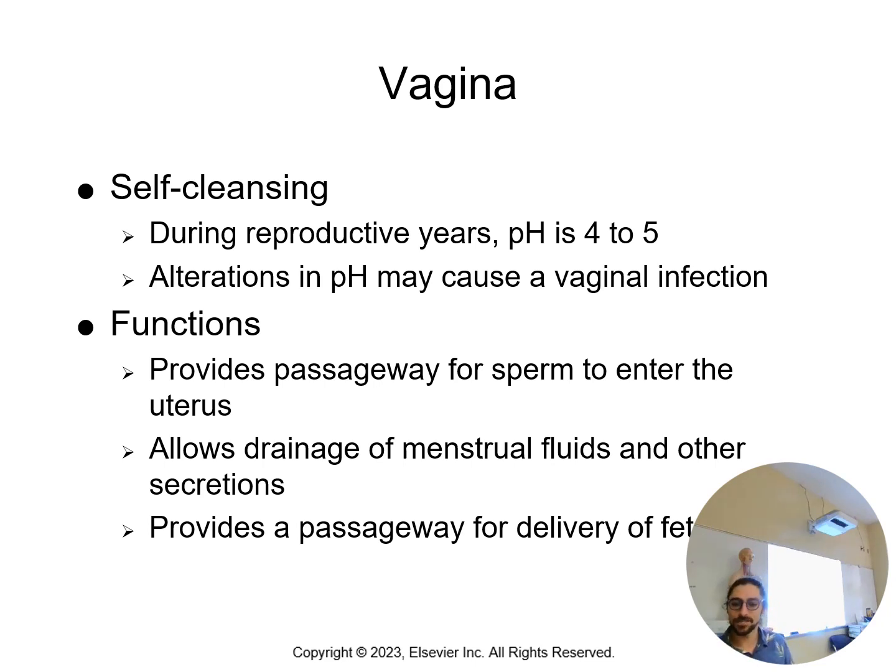Functions of the vagina: provide a passageway for sperm, allow menstrual fluid and anything else that needs to come out of the uterus to get out, and provide a method for the fetus to come out as well.